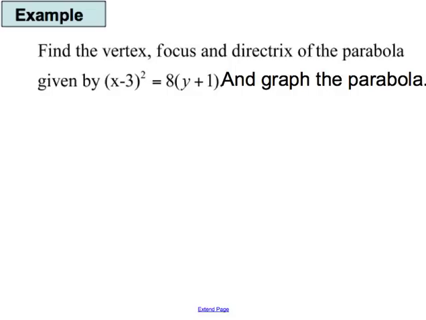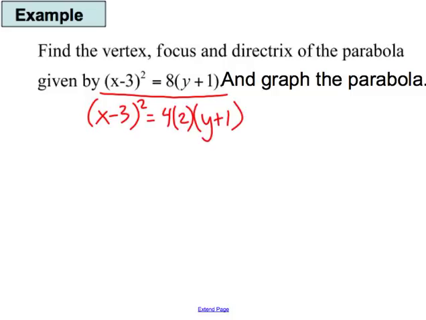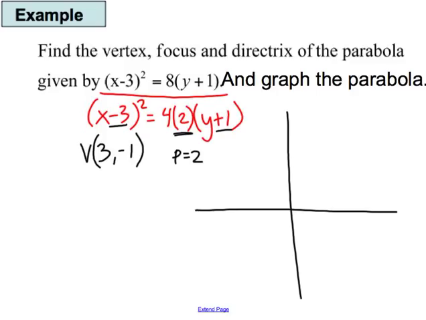So we have the equation (x − 3)² = 8(y + 1). First of all, I'm going to rewrite one more time and think of this as 4 times 2 times (y + 1). Because that allows me to see my p-value is 2. And I can also see my vertex is (3, −1), because of the h and k values. So when I start my sketch, I'm going to start over at 3, down at −1, and that's where my vertex is.